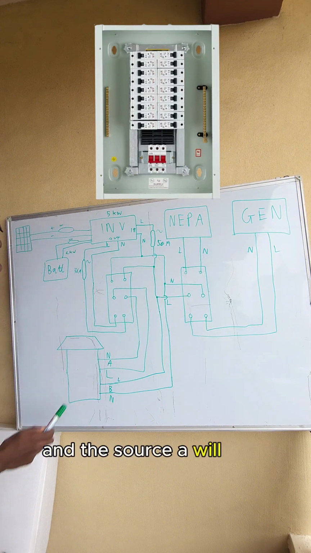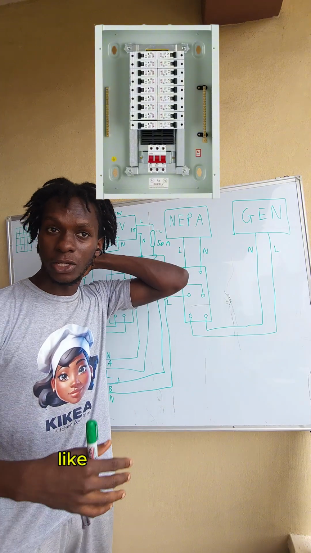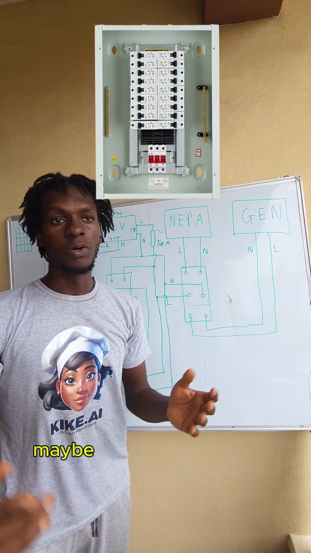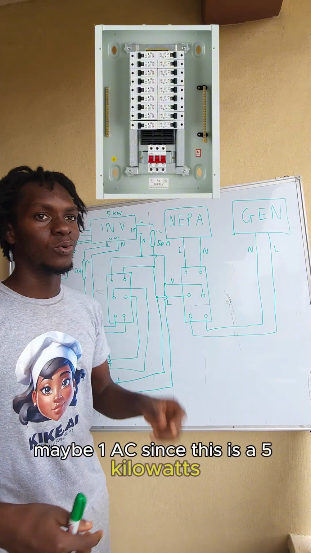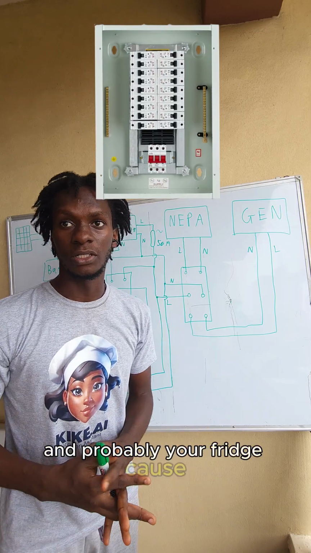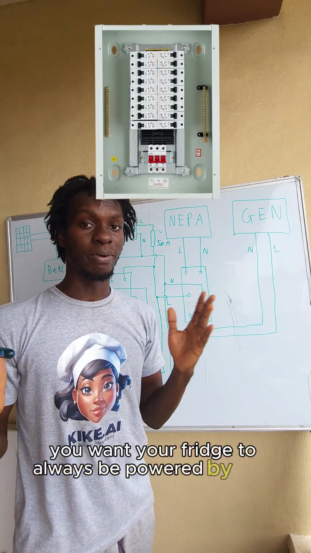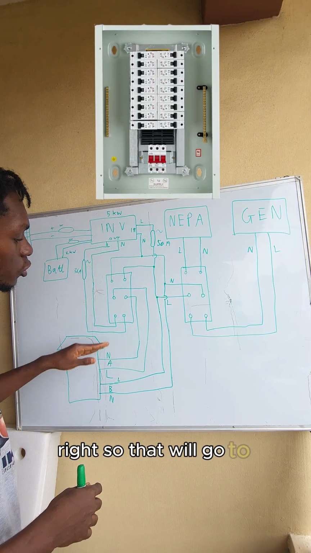And the source A will now be other light load, like your light, your fan, maybe one base, since this is 5 kilowatts, and probably your fridge, because you want your fridge to always be powered by solar, right? So that will go to source A.